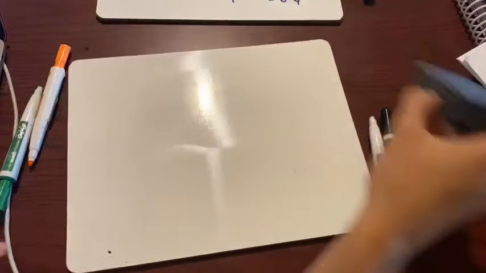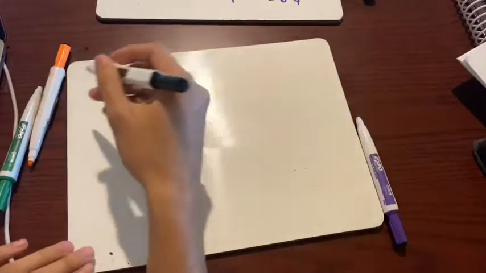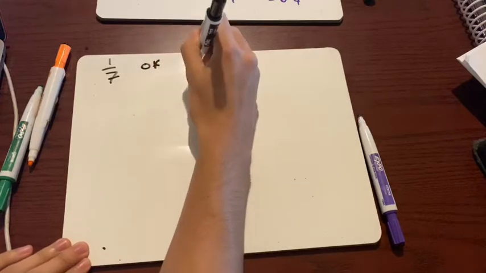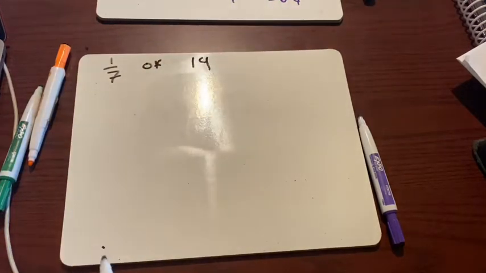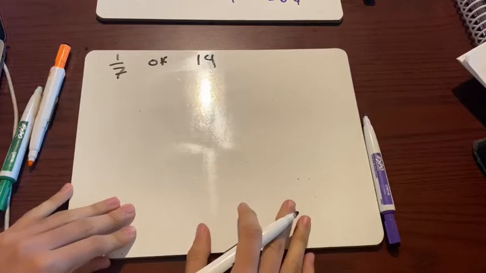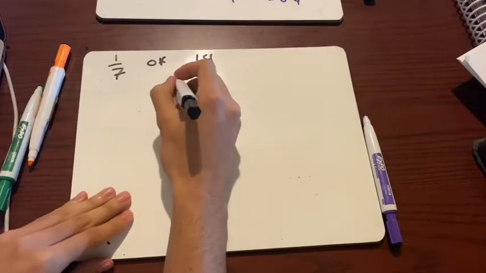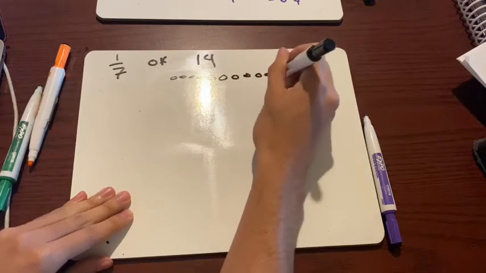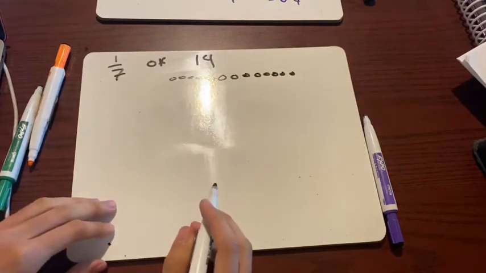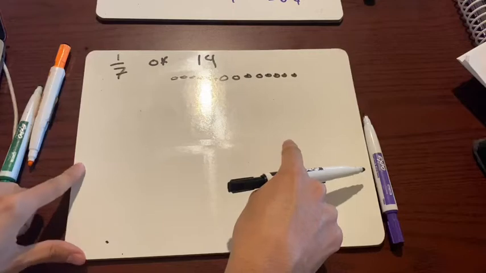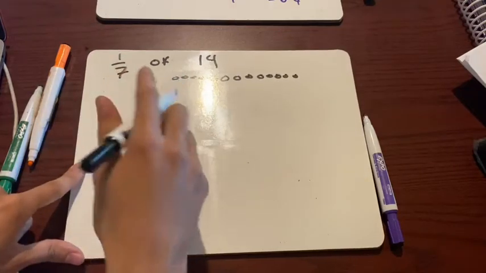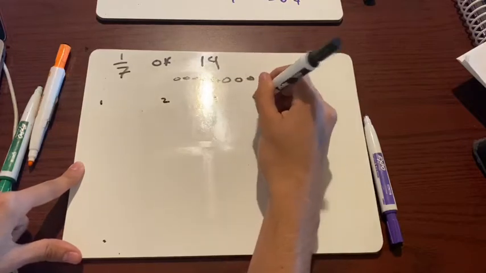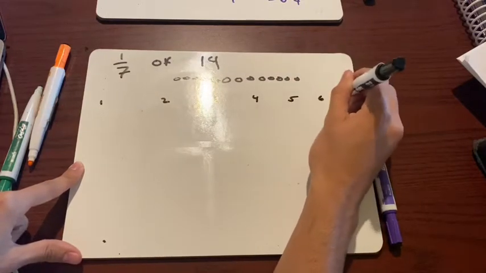All right. Let's see. We have 1/7 of 14. So how many total pieces do I have? 14. 1, 2, 3, up to 14. Now, how many rows am I going to have to make? 7. That's what my denominator tells me. 1, 2, 3, 4, 5, 6, 7.